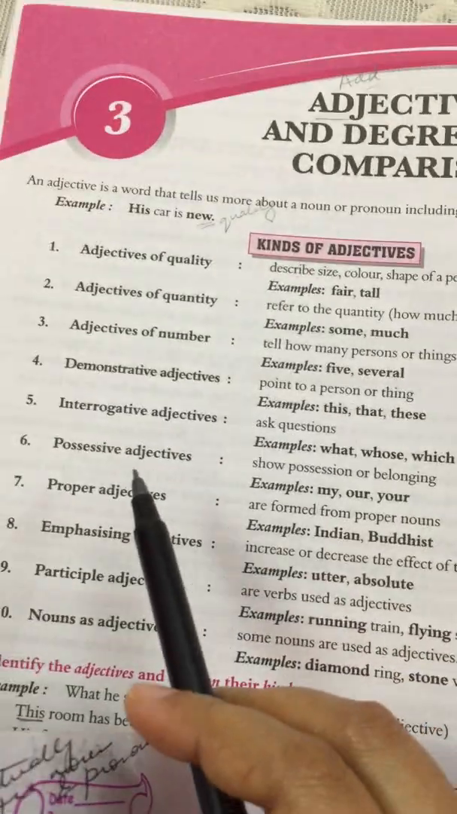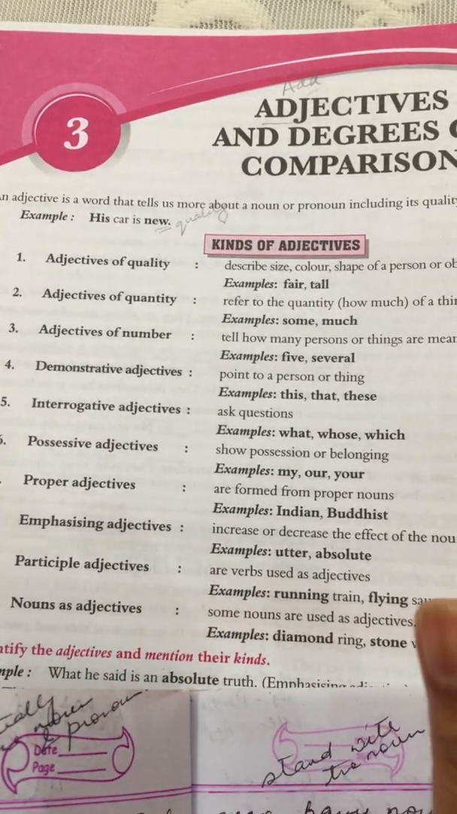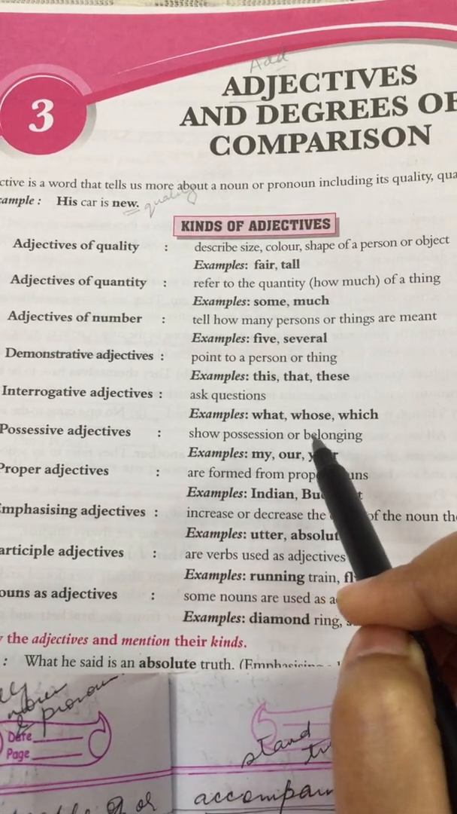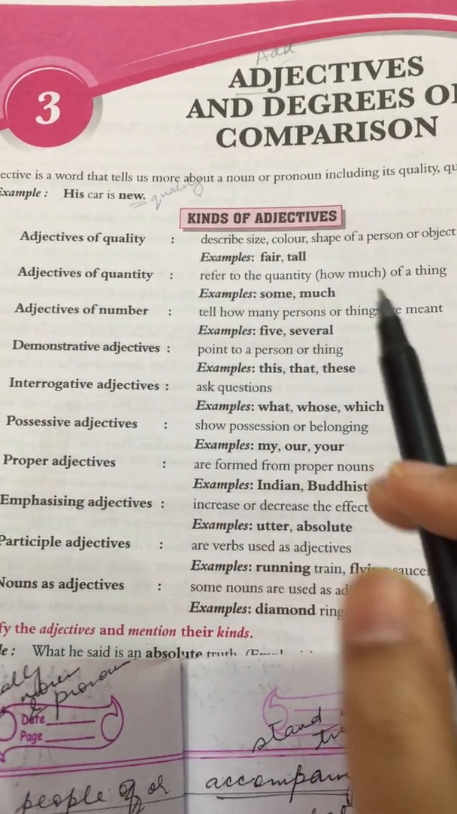Alright? So now we will move to the next, which is possessive adjective. Possessive adjectives show possession or belonging. Example, my, our, your.